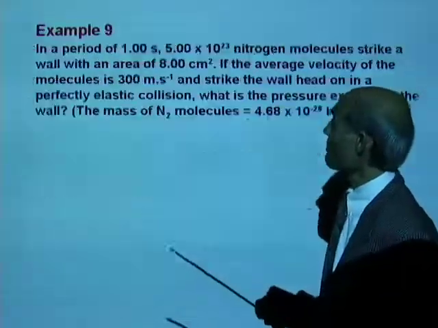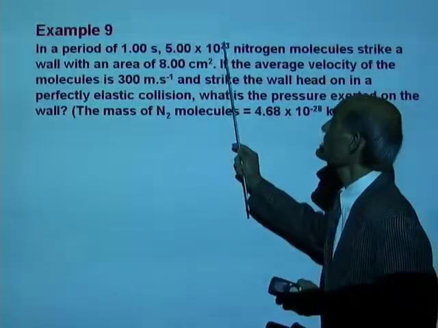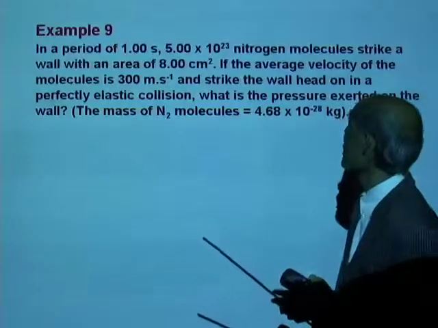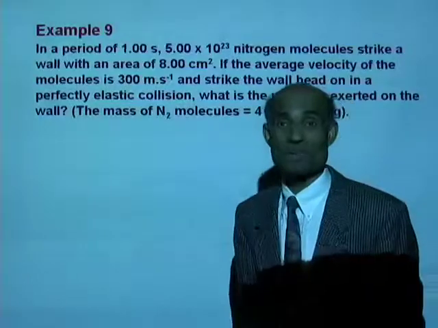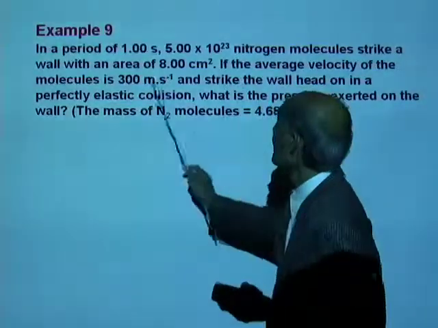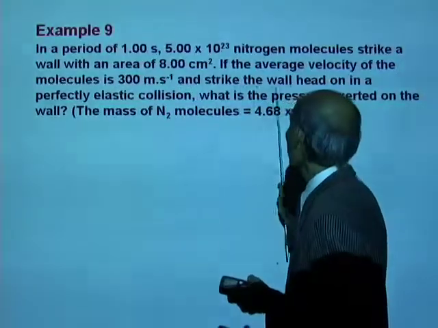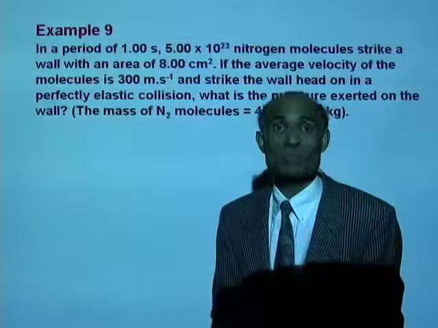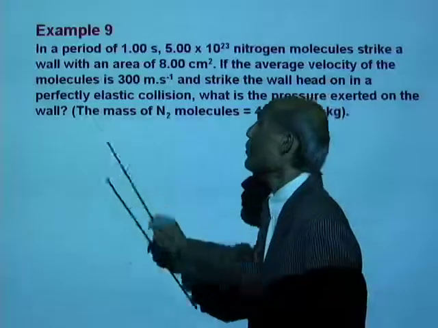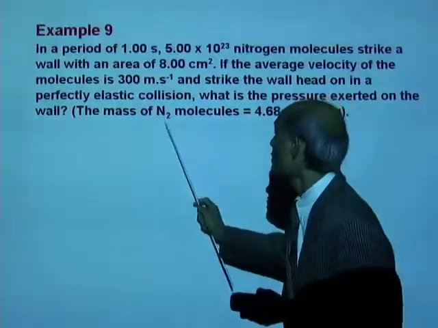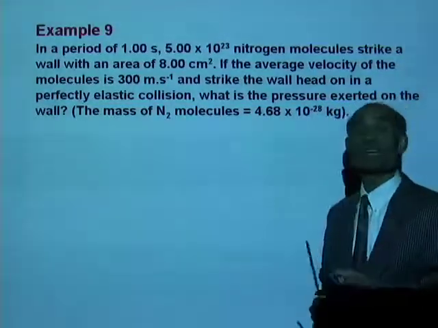All right, let's do another problem. In a period of 1 second, 5 times 10 to the 23 nitrogen molecules strike a wall with an area of 8 centimeters squared. If the average velocity of the molecules is 300 meters per second and they strike the wall head-on in a perfectly elastic collision, what is the pressure exerted on the wall? The mass of a nitrogen molecule is 4.68 times 10 to the negative 28 kilogram.